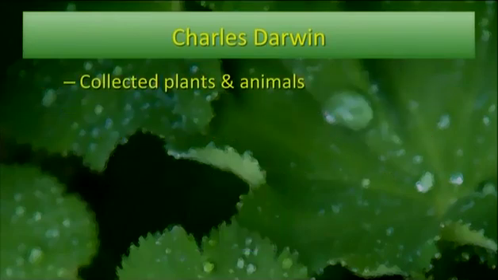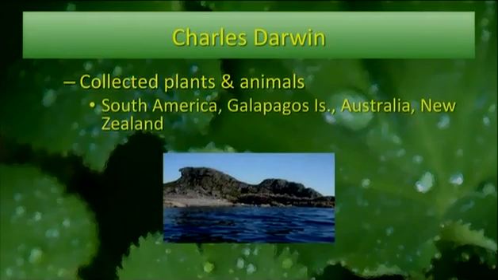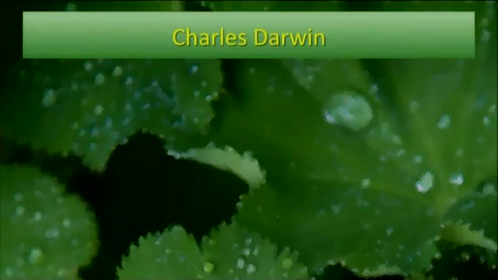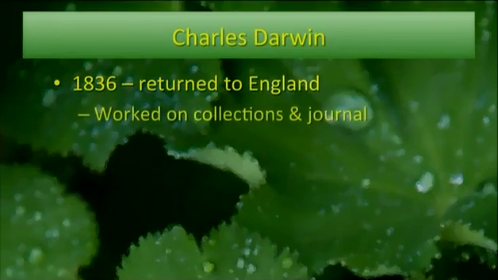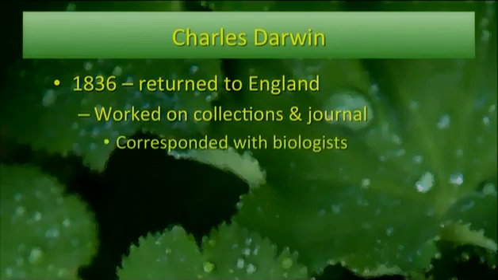So Charles Darwin collected plants and animals in South America, the Galapagos Islands, Australia, and New Zealand. He kept a daily journal, which he published, and he sent it back to England. When he returned to England in 1836, he was already famous, but he also got married. He worked on his collections and his journal. He retired to the countryside. He corresponded with biologists, because biologists do not work alone. Everybody who makes any kind of discovery builds their work on other people's work, and they confer with their colleagues, write to people, or email people.